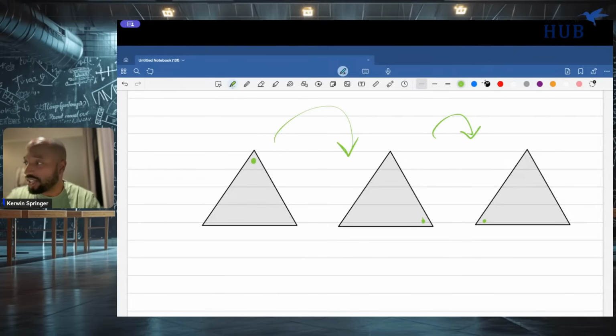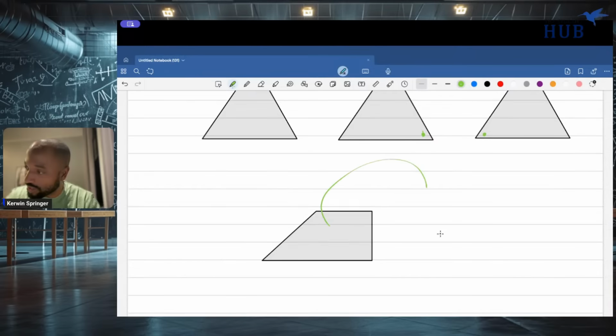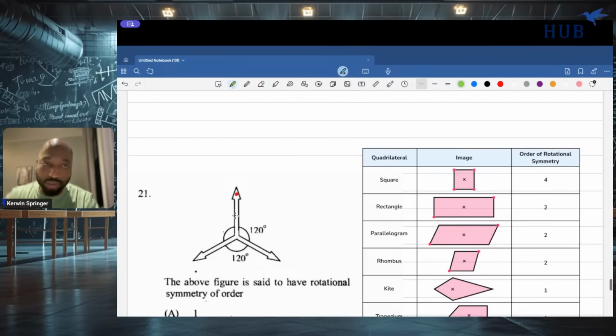If a shape is irregular, the order of rotational symmetry would be 1. For example, take this right-angle trapezium. There's only one way it can look if I spin it around; I will clearly see that it's spun around. There's no way it comes back to the same position except the full turn. Is that making some sense? At the end of the day, the order of rotational symmetry of this shape is 3, because it can spin around and be in the same position 3 times.